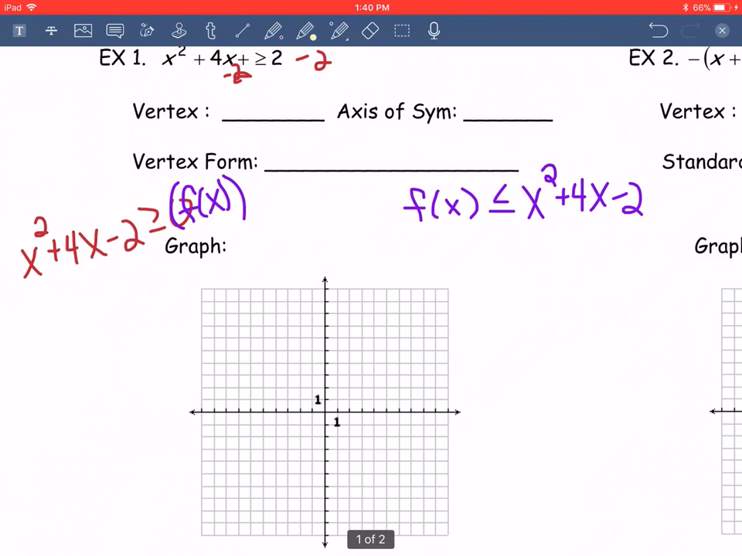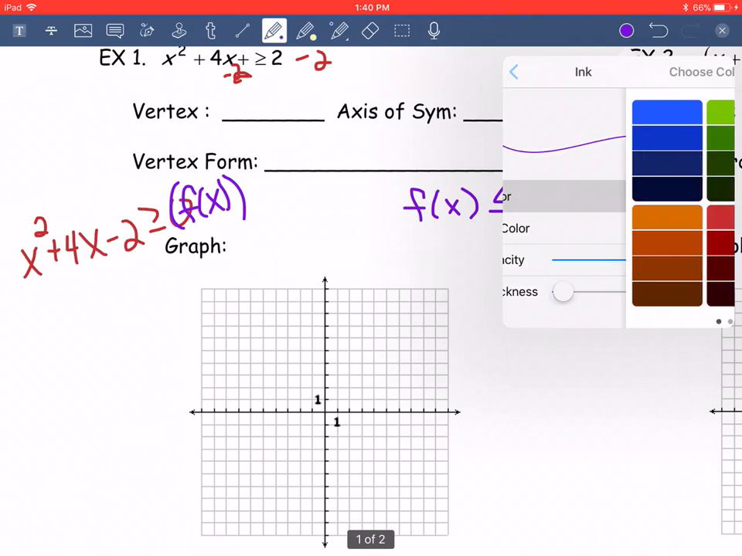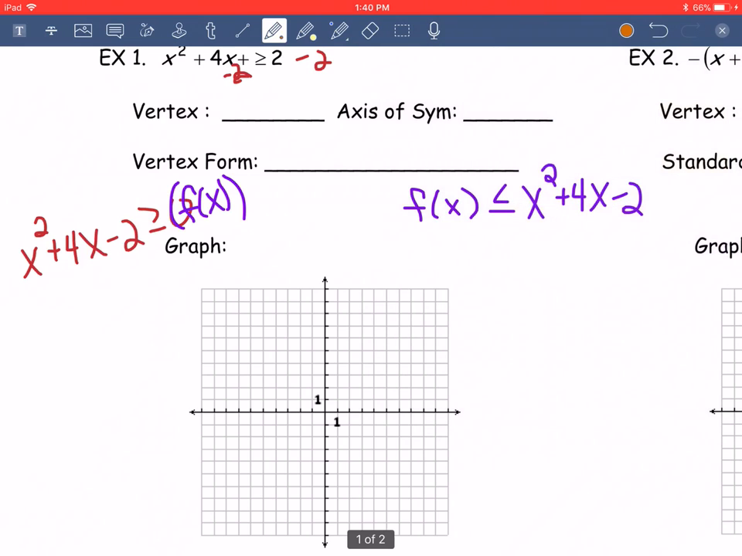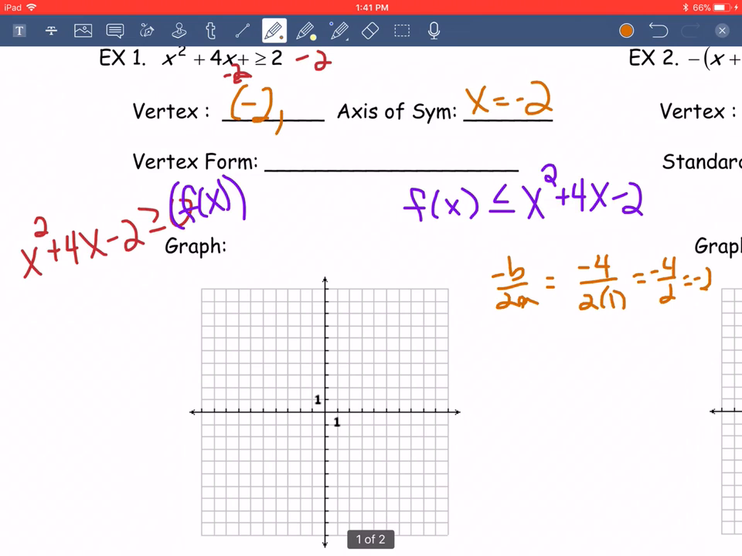When I graph it, I'm going to be graphing it with a solid line because it's less than or equal to. If it was just the less than or greater than, I'd be graphing it with a dashed line. Now, I need to find some key points, so I can find my vertex by doing negative b over 2a. So b is 4, so negative 4 over 2 times a is 1, so negative 4 over 2, which is negative 2. So I know my axis of symmetry is x equals negative 2, and the x of my vertex is negative 2.